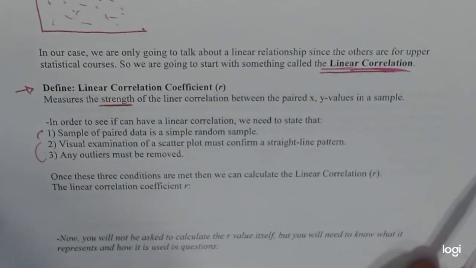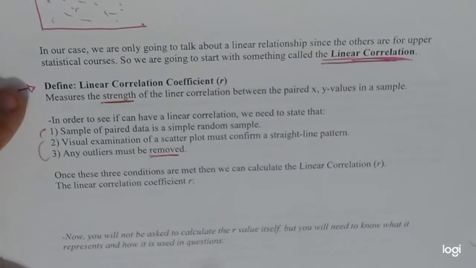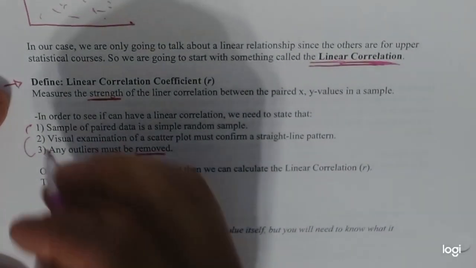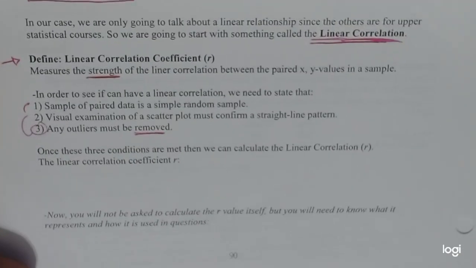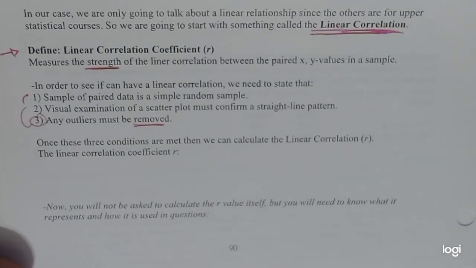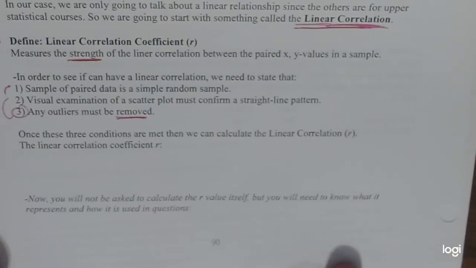Way back in the day, we talked about outliers, right? Outliers are data values that are out of the norm. For sure, we have to take those out first, because we're assuming those are going to be negligible. But in our cases, we're not going to have any outliers, so don't worry about that. Once all three conditions are satisfied, then we meet the criteria to actually find the linear correlation coefficient, in other words, finding r itself.